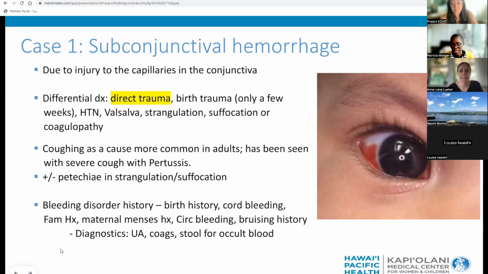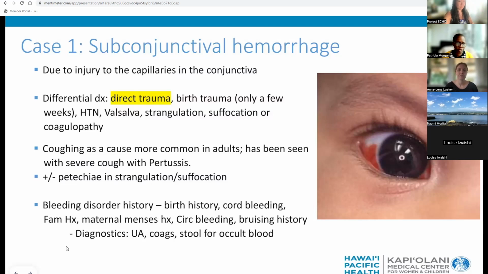It is important anytime we have any concerns for bleeding, such as in a subconjunctival hemorrhage, that we try to get a bleeding history as well. So we ask about birth history, any prolonged bleeding, cord bleeding, is there a family history of any bleeding disorders, what's the mother's menstrual history, if they are male, what was the bleeding like surrounding circumcision if they are circumcised, and then any other bruising history. I'm not going to go into all of the evaluations for coagulopathies, but minimum screening would include a urinalysis, a PT-PTT. We also get a fibrinogen, and look at stool for occult blood.